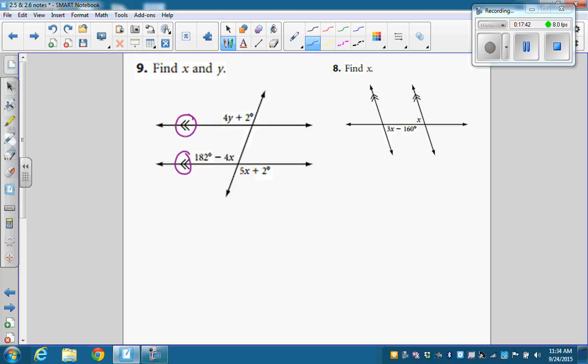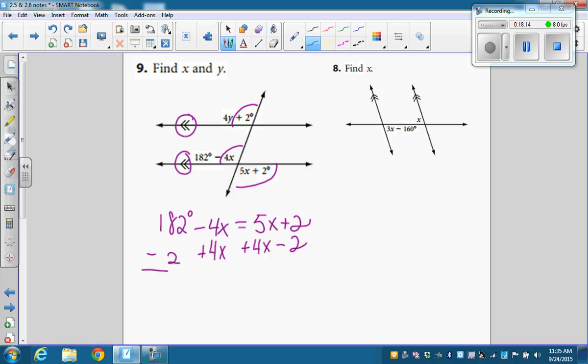I know I can do lots of things here, but I'm going to just write on my picture that I know this is congruent to this, and these are congruent. So I'm going to set them equal and solve for x. Does that make sense? So I would say 182 minus 4x is equal to 5x plus 2. This is an example where that algebra is going to come back at you all year. Add 4x to both sides. And then subtract 2. Any questions? Remember that?